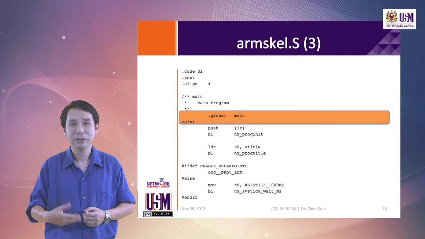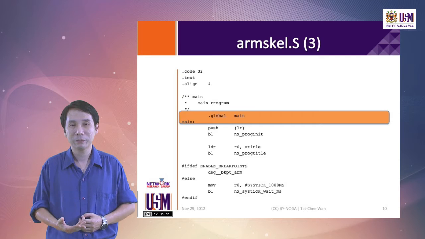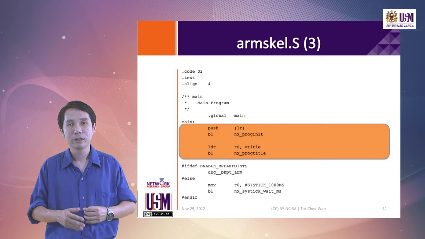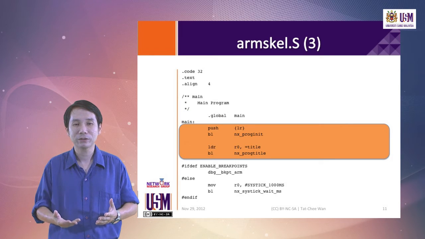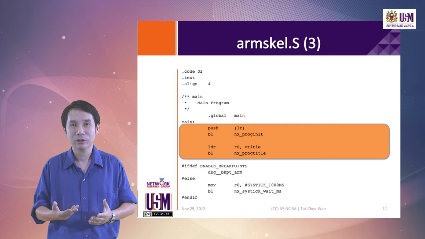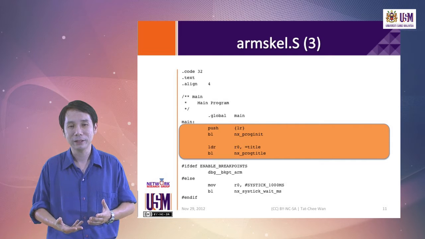As always, we define the entry point into the program, main, using a .global directive in order to show the linker that this can be called externally to this module. The first thing we do in armskel is to push the link register address so that we may return to the caller without any issues. This allows us to call subsequent subroutines safely.